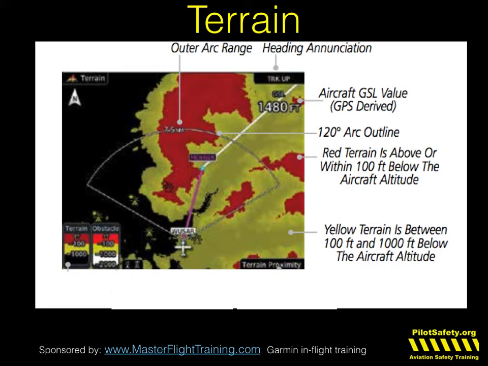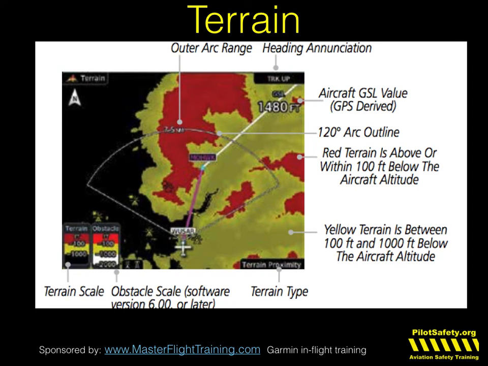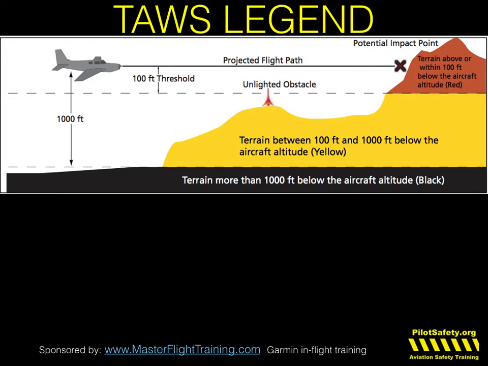Red means it's an emergency climb. It's an emergency turn, an emergency diversion maneuver, which is why you all need to take a really good mountain flying class. That'll talk about what terrain type it's showing you. And there's the obstacle scale. So here's the TOS legend. And like I said, yellow doesn't mean you're safe.